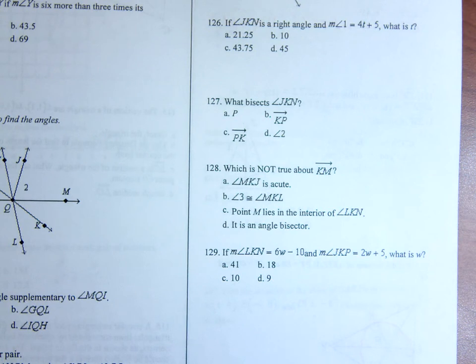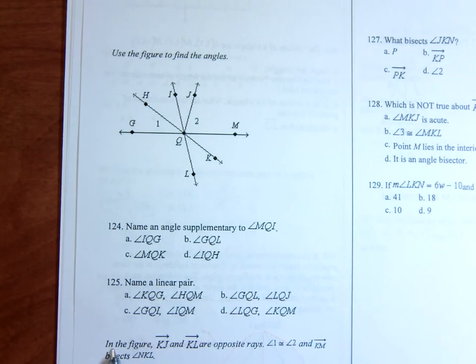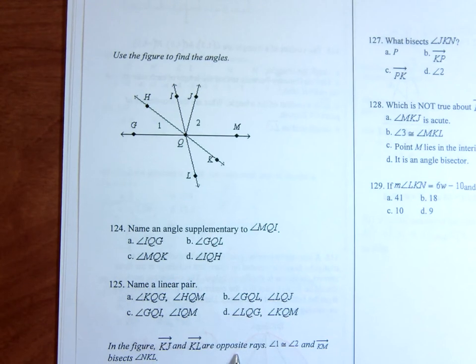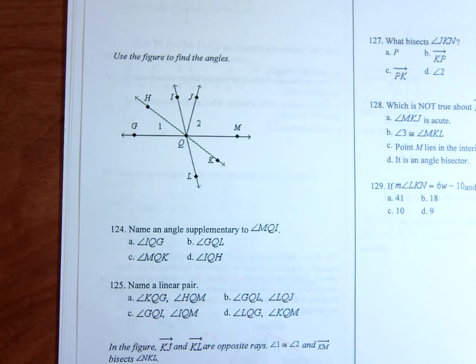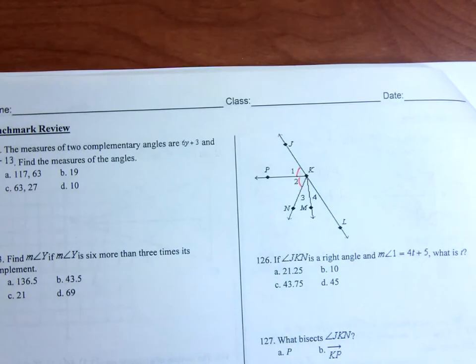The secret to those problems on the right is this thing that should have been moved. I thought I formatted this, obviously not correctly. It says here in the figure you have these two rays. They're opposite rays. That means you have a straight line. Okay, great. And angle 1 and 2 are congruent, so I should mark that in our picture. These two angles are congruent. That's going to be useful.